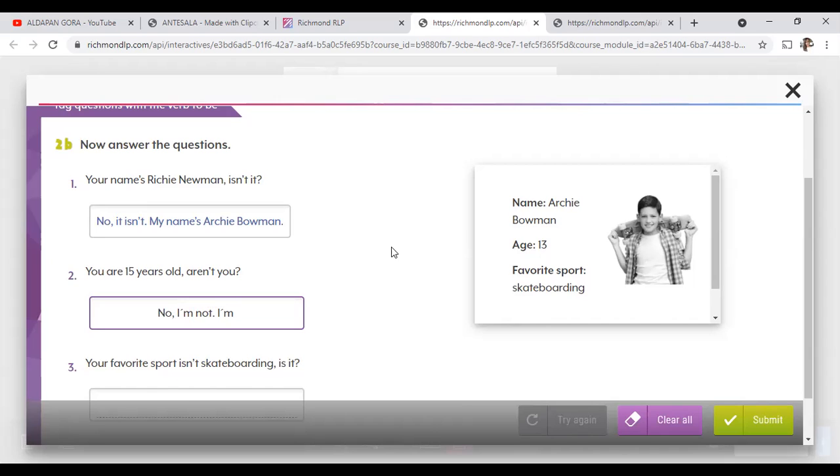How old is he? I'm 13 years old. This is the answer. For ages, you are not gonna say, I have 12 years old. That's incorrect. The correct one is when someone asks you, how old are you? You're gonna answer, I'm 13 years old, I'm 12 years old, I'm 15 years old, etc.